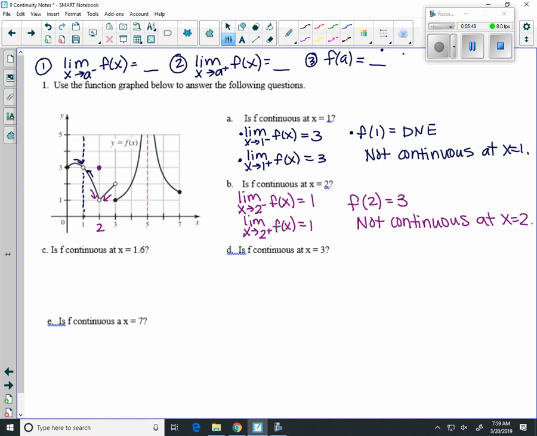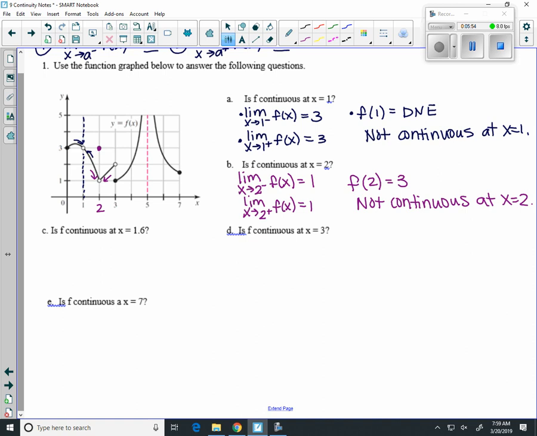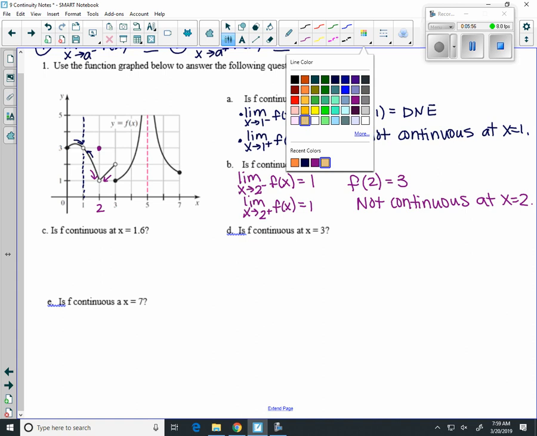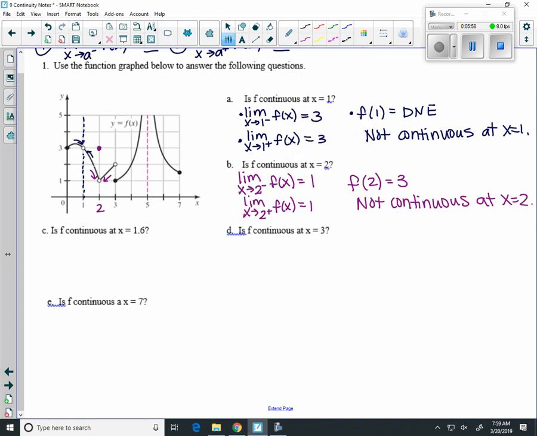All right. Let's work with one that is continuous. Let's prove continuity. So I'm calling this right here 1.6, if that's okay with you.